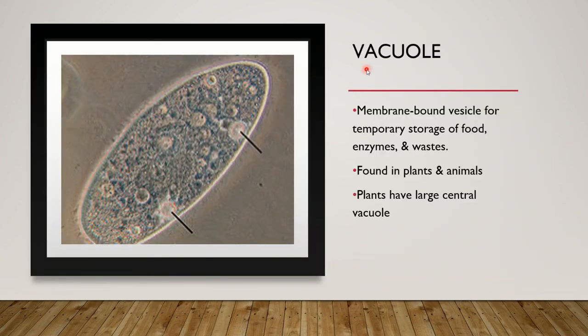When I see the word vacuole, I like to think of vacuum. A vacuole is just a membrane bound vesicle for temporary storage of waste and food and other enzymes. These are found in both plants and animals.